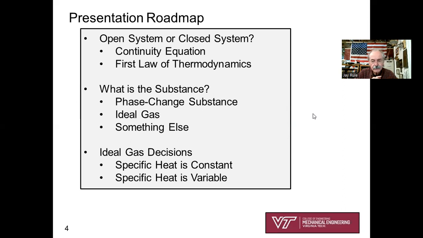Now, let's say you've decided, yeah, I've got an ideal gas here. My problem is going to relate to an ideal gas substance. After that, you have to decide as an engineer, am I going to treat the specific heat of the ideal gas as a constant or a variable? And that can be a tough decision. You're going to be looking towards your instructor or professor when you're in class to help you with that decision. But when you're an engineer in practice, you don't have that professor to look over your shoulder. So I'll try to give you some advice there.